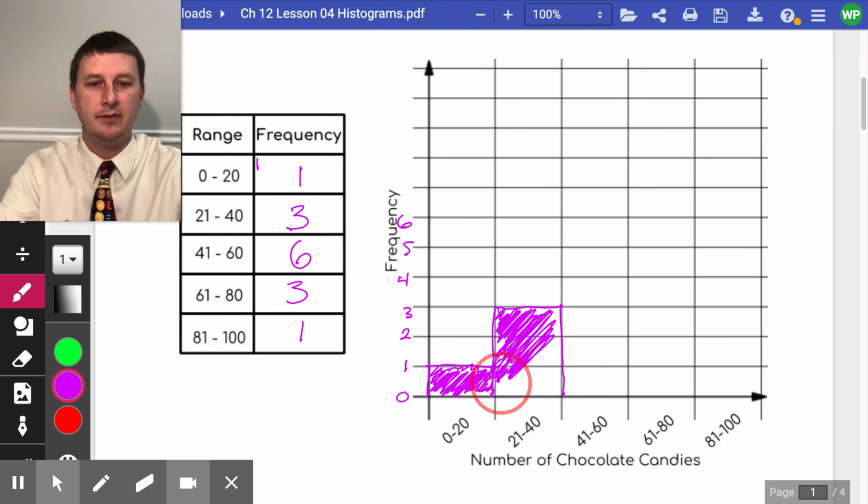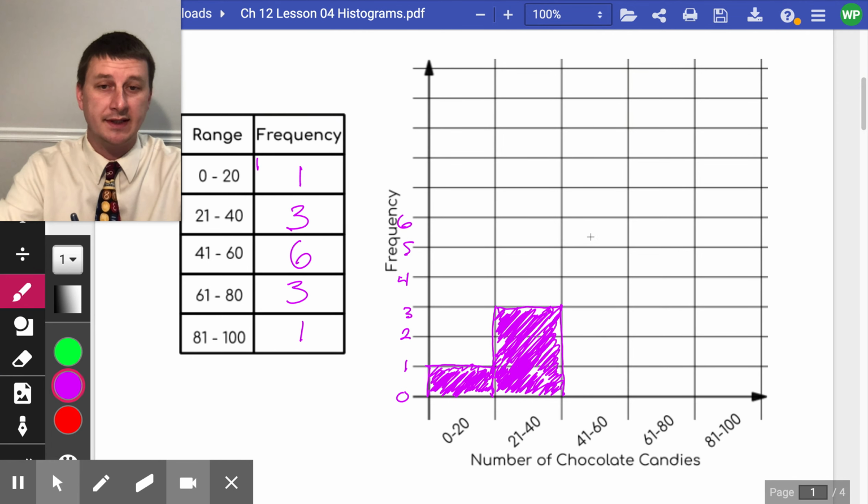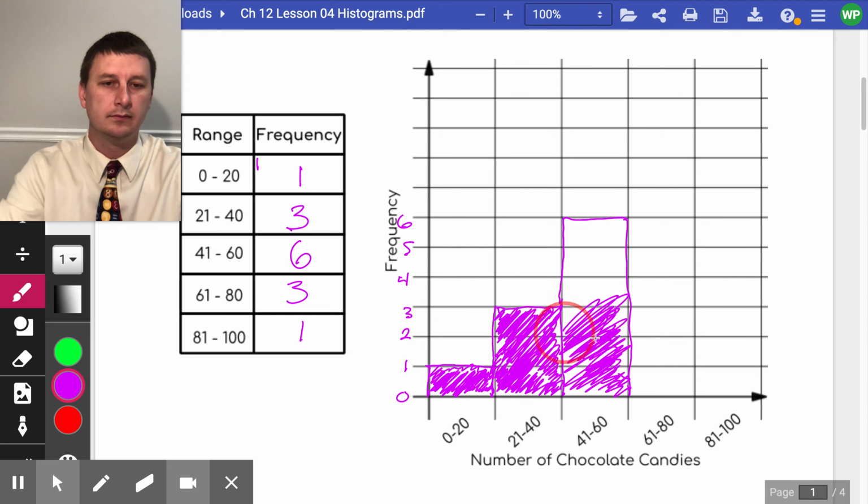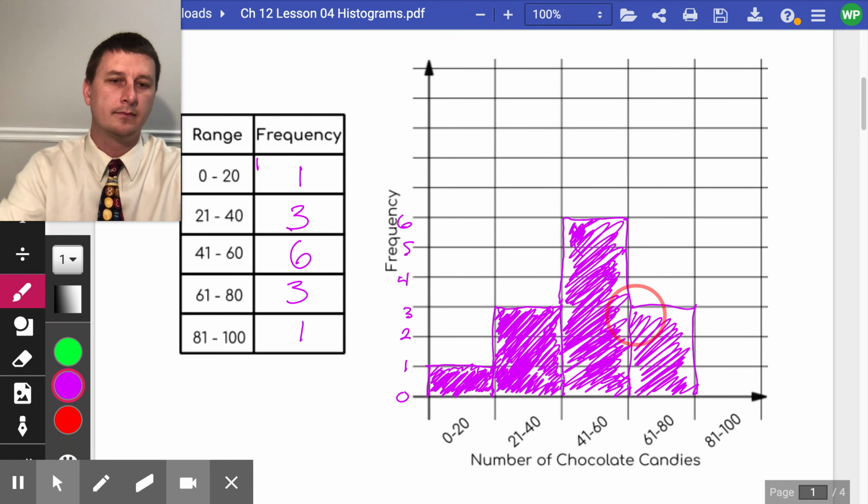Again, I like to shade them in so you can see them better, because if you don't shade them in, it might be tough to see the lines. And then 41 to 60, we have 6. So we're going to go up to 6, and we're going to draw a bar there. And again, we'll shade that in. And then we have 61 to 80, back down at 3. And finally, 81 to 100, we had one of those values. So we're going to shade that bar down there.